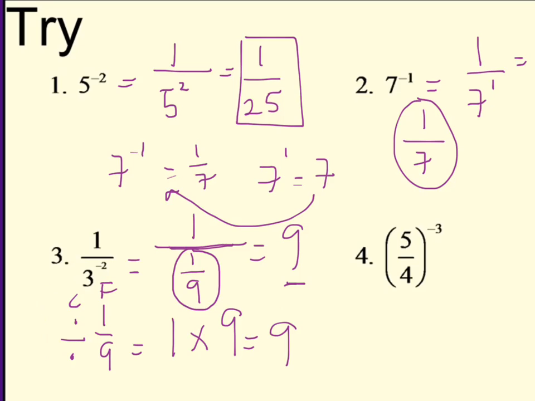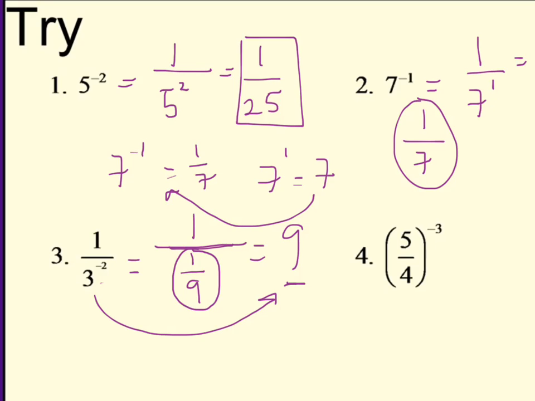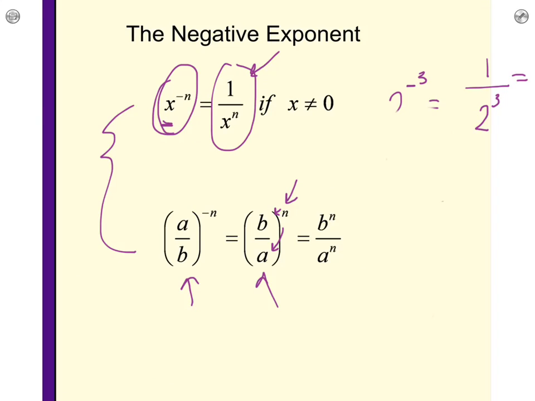So let's look at what we just arrived at here. We just figured out that 1 over 3 to the negative 2 is the same as 9. So in other words, 1 over 3 to the negative 2 is the same as 3 to the positive 2. Now, I have this whole fraction being raised to the negative 3 power, so if we remember the rule back here, if I have a fraction raised to a negative exponent, I reciprocate the fraction to the positive exponent.